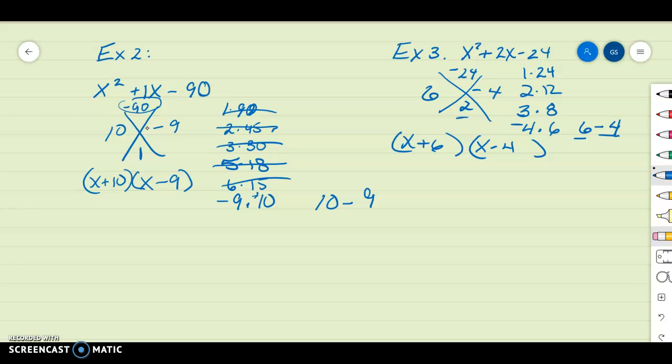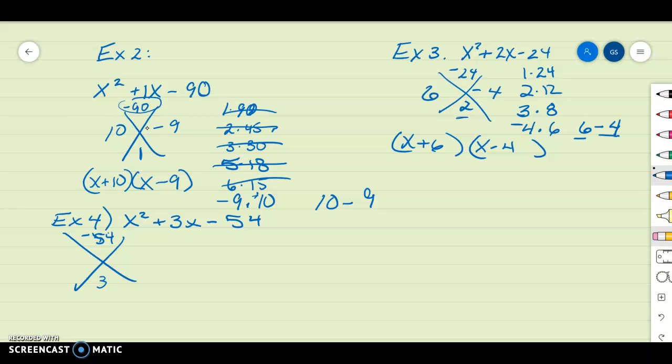All right, last example. Example 4 is going to be x squared plus 3x minus, excuse me, minus 54. What are the factors of 54? Okay, so let's make our x first. Negative 54 on the top and positive 3 on the bottom.